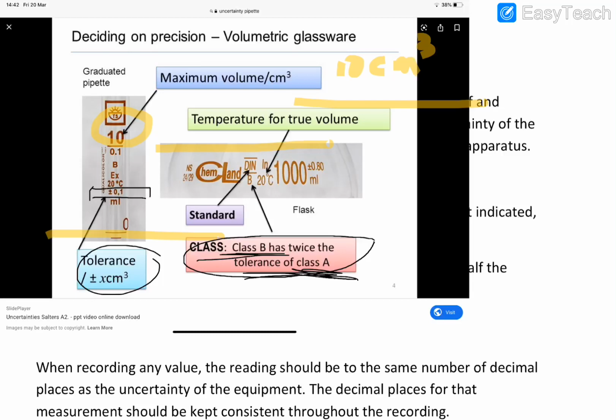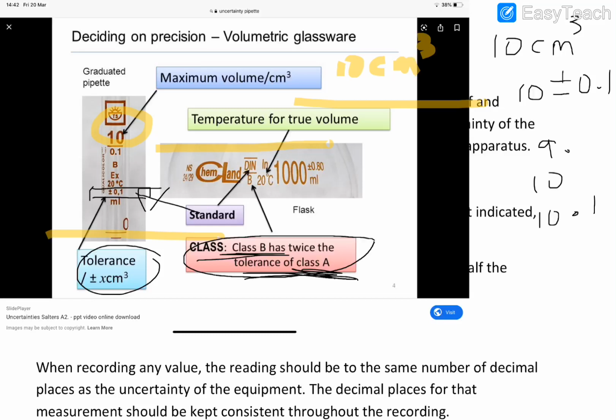So on any equipment you will see the uncertainty, plus minus 0.1, which means that when I'm recording 10 centimeter cube with this pipette, the value could be 10 plus minus 0.1. It could be 10, it could be 10.1, or it could be 9.9. These are the possible values that it could be.